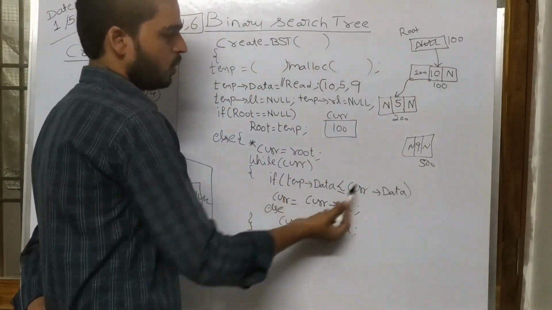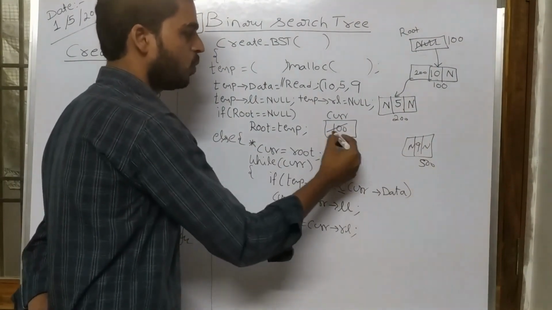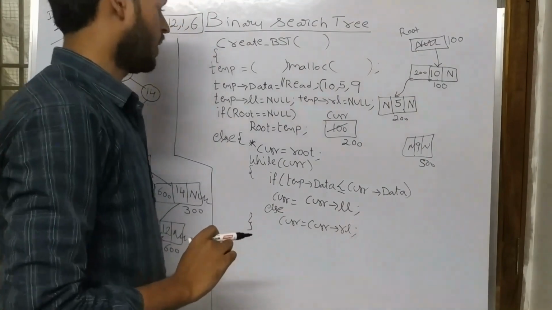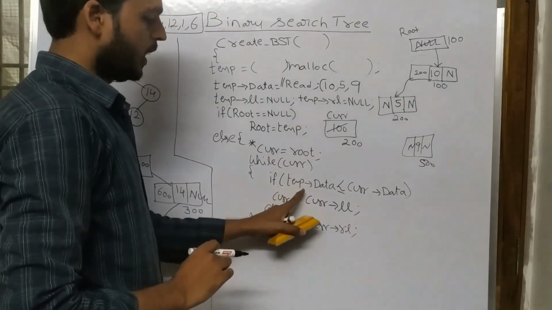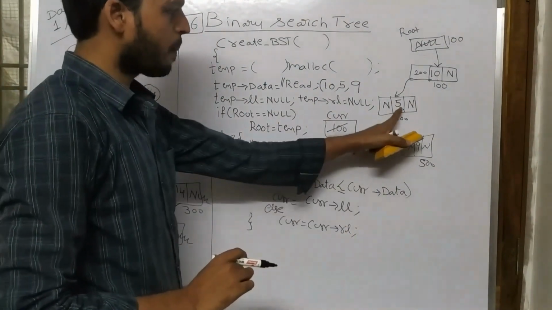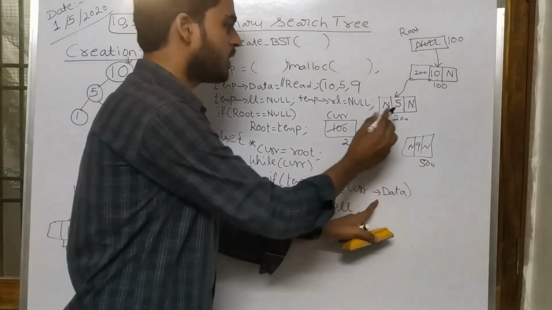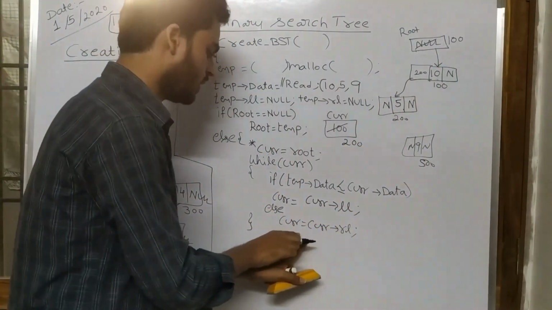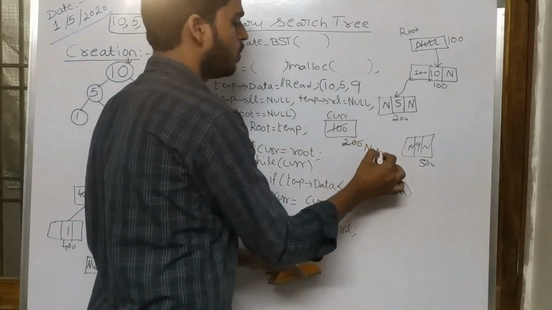First we will check. What is the current now? Is 9 less than 10, right? Yes. Then current value is modified to what? 200. What is left link? 200. 200 is modified. Now once again it is going to execute. It is valid, right? Then it is going to execute. If temp's data, what is temp's data? 9. Is 9 less than or equal to 5? No. Then it is going to execute the else condition. What is current equal to? Current's right link. Current value is modified now.